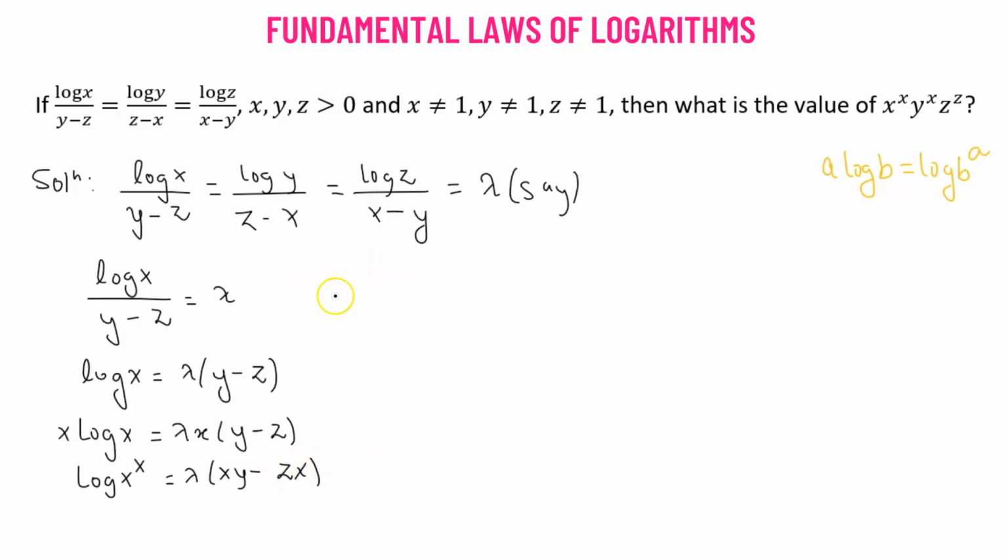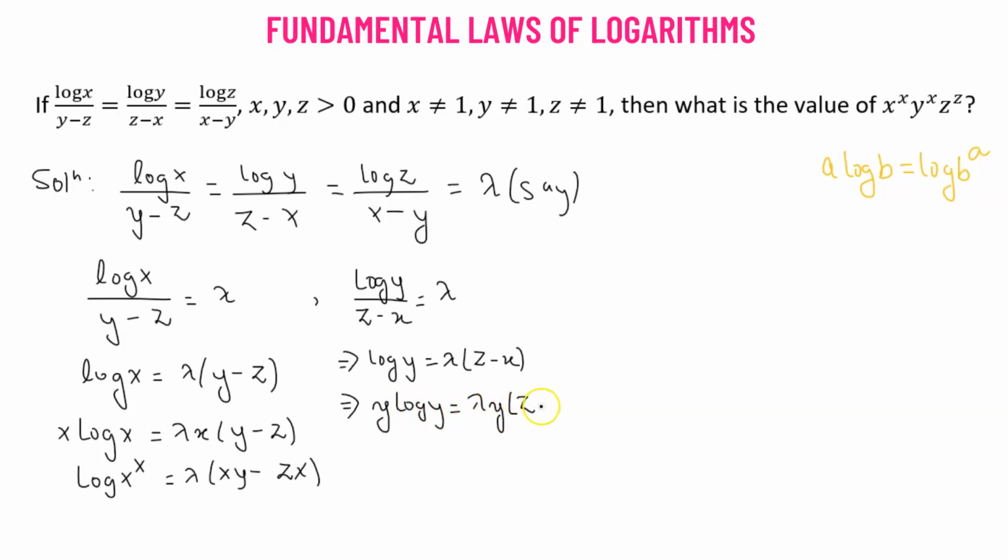Now we'll use the second condition, log of y divided by z minus x, and let this be equal to lambda. This implies log of y, cross multiplying, equals lambda times z minus x. We'll multiply each side with y, which gives us y times log of y equals lambda times y multiplied by z minus x, which, using the same property, is log of y raised to the power of y equals lambda times, we multiply y with z minus x, so we have yz minus xy.